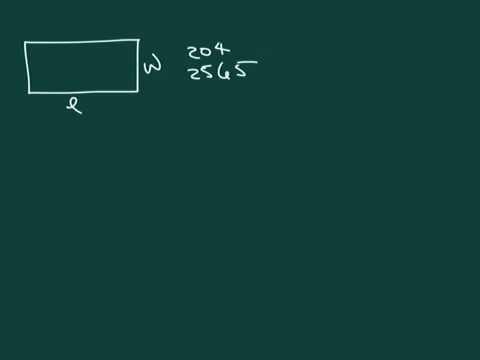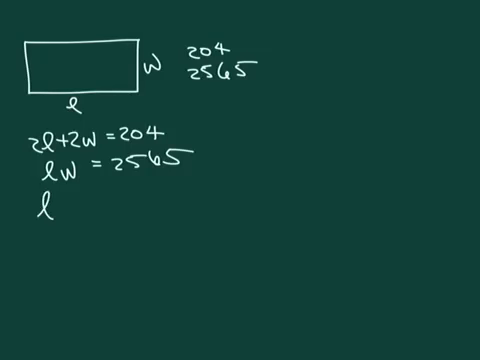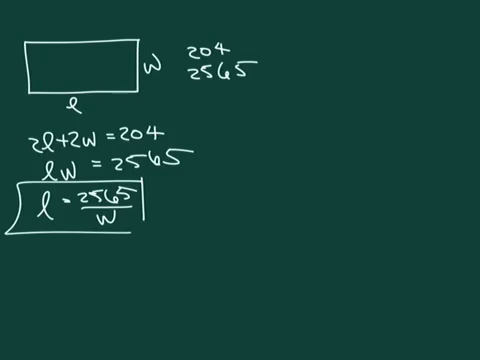All right, so I know that 2L plus 2W equals the perimeter. I also know that length times width equals the area. So pretty easy to find my two equations that I'm working with. And let's see what we've got here. Let's use substitution. So let's say that L equals 2565 over W. So now whenever I see an L, I can put that in right there.